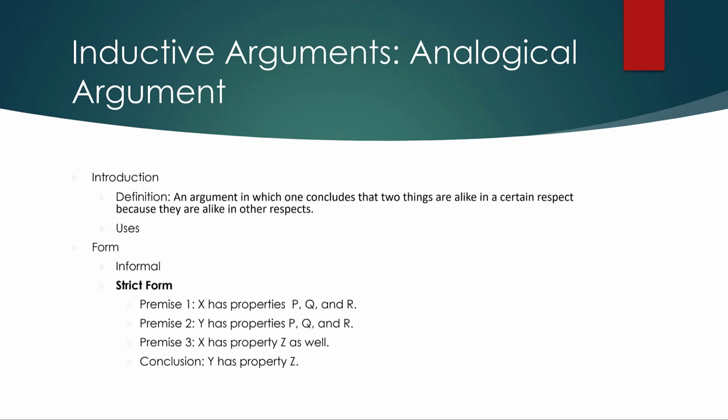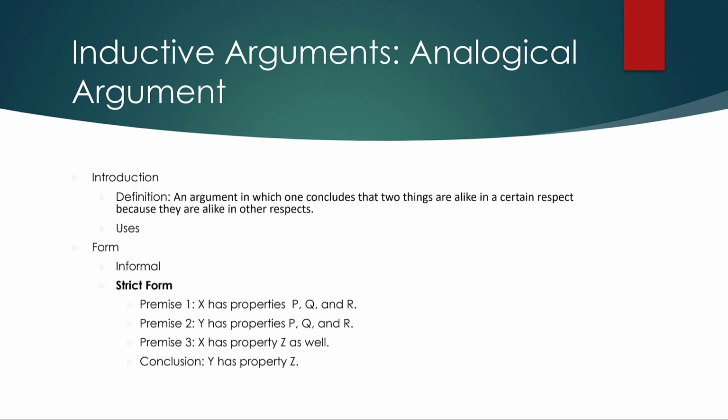So it's analogical, so it involves a comparison between things. And it's an argument, so of course it's got premises and a conclusion. So the definition is this. It's an argument in which you conclude that two things are alike in a certain respect because they're alike in these other respects. So the idea being, hey, these two things are alike in these ways, so they're alike in this other way that I'm concerned with.